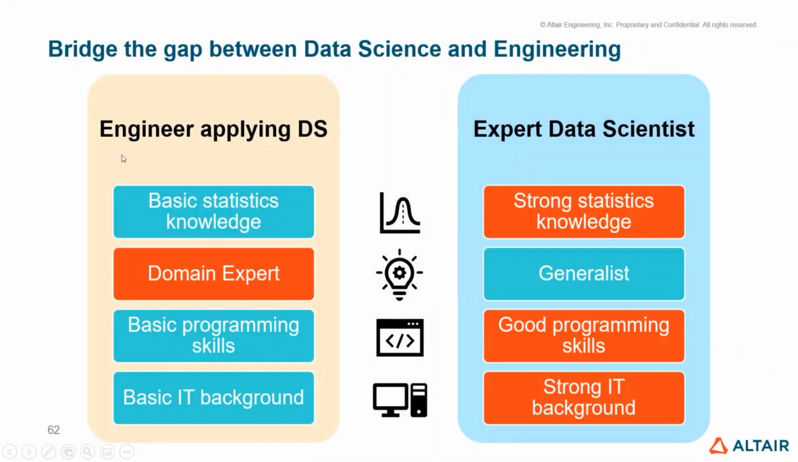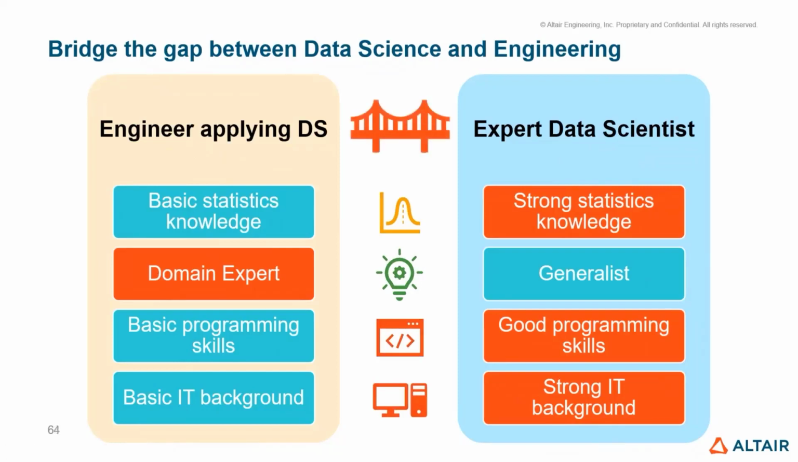In the beginning I was talking about how you can leverage this as a core engineering team and how you can be a citizen data scientist. So what skill set is required? Normally as core engineers we have domain expertise, basic programming skills based on your interest, a basic IT background, and basic statistics knowledge as part of our engineering knowledge. But an expert data scientist requires strong statistics knowledge, good programming skills, and a strong IT background. So how can you bridge that gap?